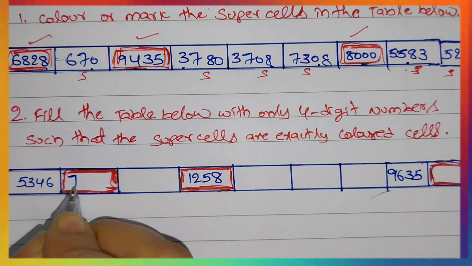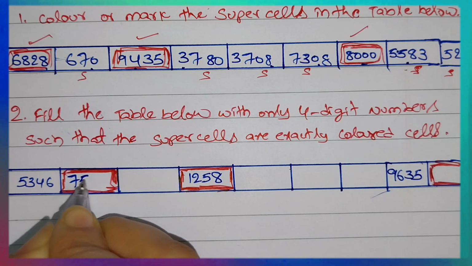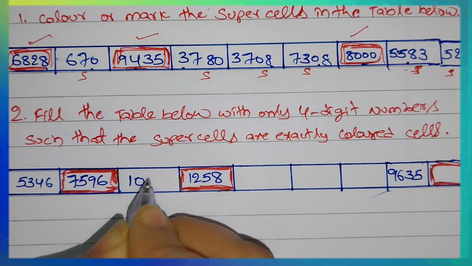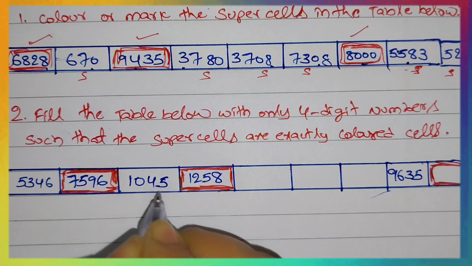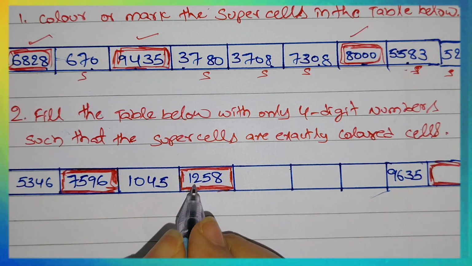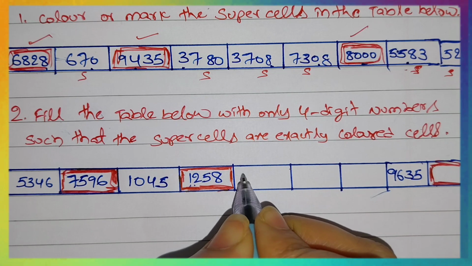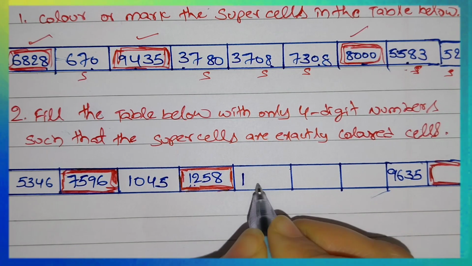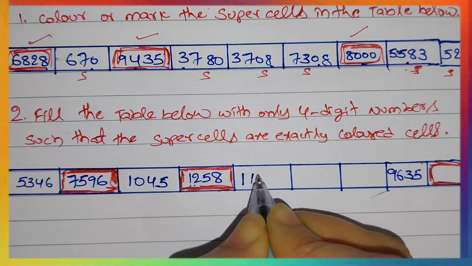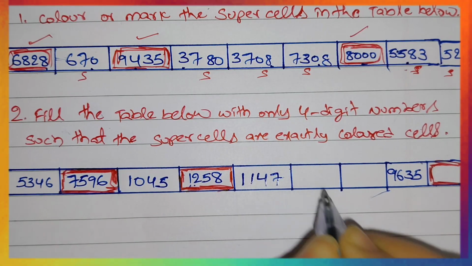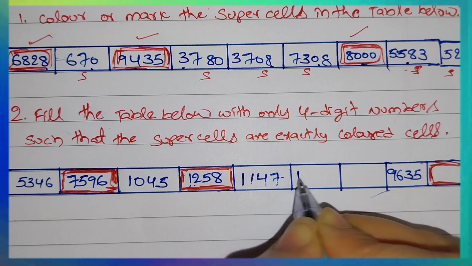Second question: fill the table below with only 4-digit numbers such that the supercells are exactly the colored cells. If you see the second cell, it is colored. So we have to write a number larger than the left cell. So I wrote 7596. Next number should be small. So I wrote 1045. Next cell colored, that is a supercell. So we have to write a number larger than this number.